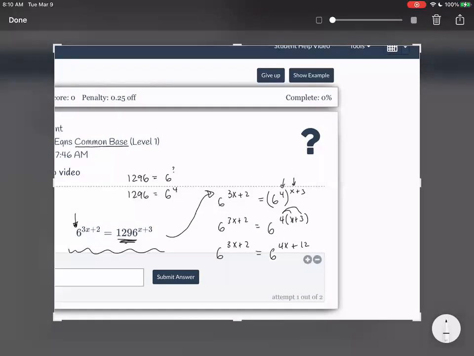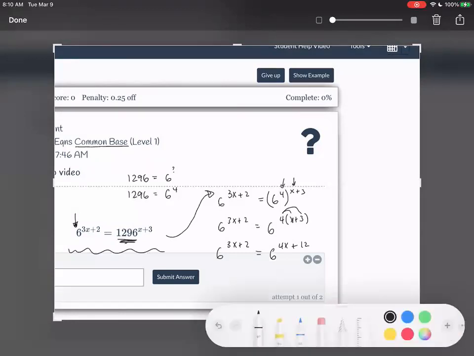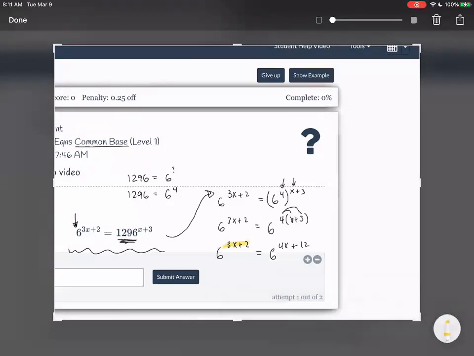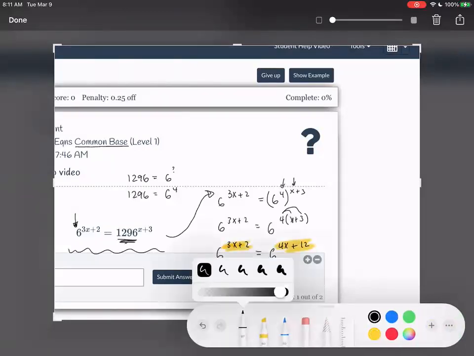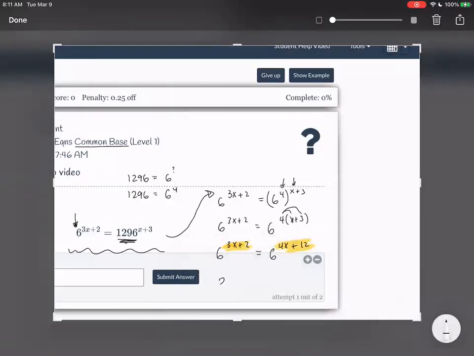Let's keep going. So now that we have them with a common base, all you have to do is take the exponents and set them equal to each other. So the 3x plus 2 and the 4x plus 12. Literally just take those and set them equal to each other. I'm just going to rewrite that over here because I have space here. So now all we do is solve for x from here.